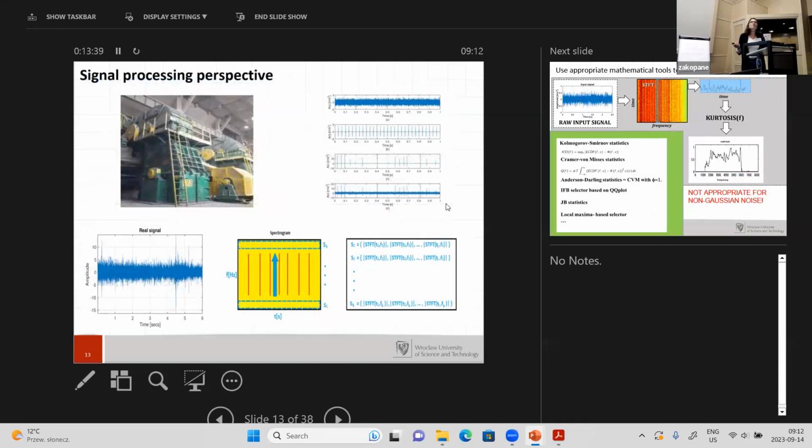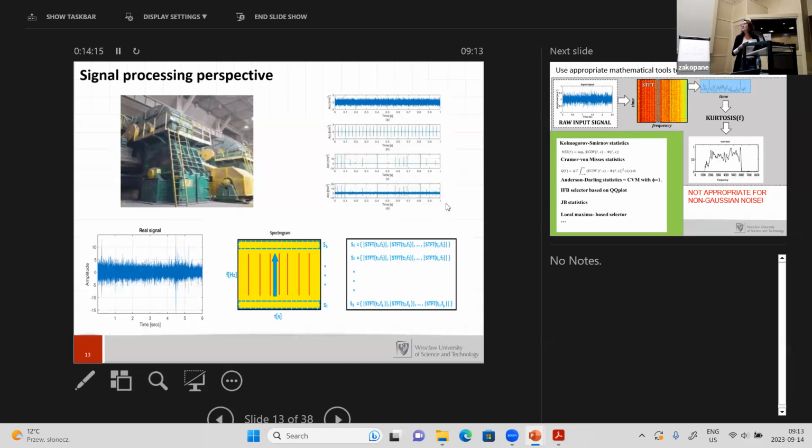The idea is simple. Here you have my favorite object, a crusher. So here we assume that the signal is a mixture of many components: Gaussian noise, impulsive behavior or impulsive noise, cyclic impulses, and finally we obtain the real signal. This is the real signal from this machine, 6 seconds. And you see there are large impulses, and you cannot recognize the cyclic impulses because they are hidden in the noise. The idea is to calculate the spectrogram for the signal.